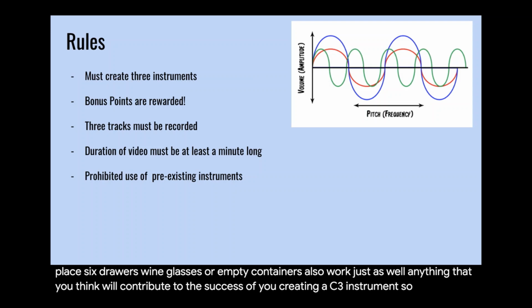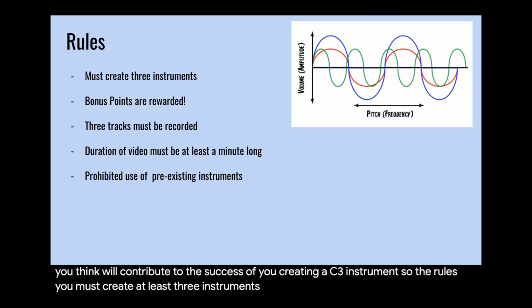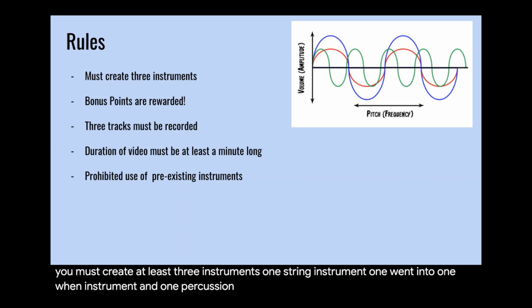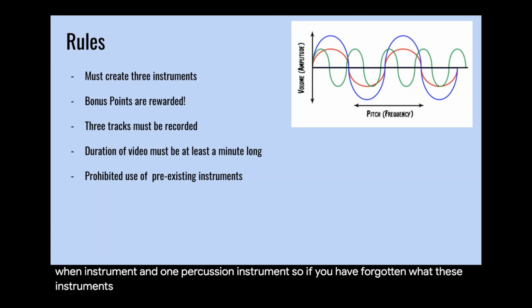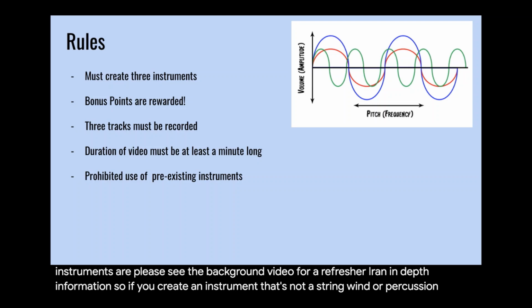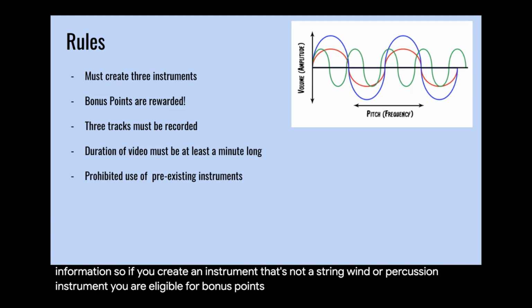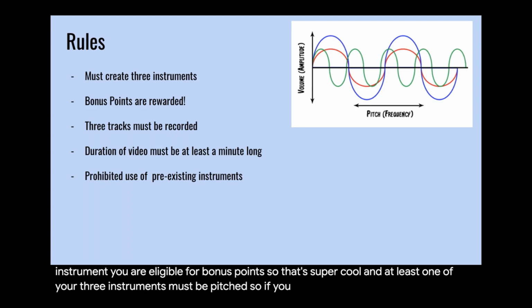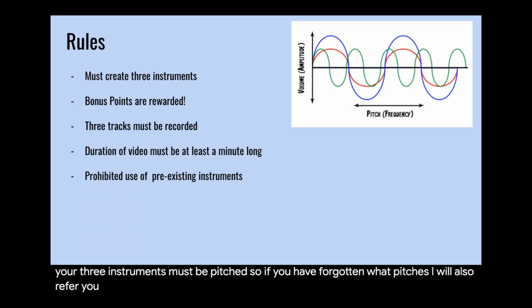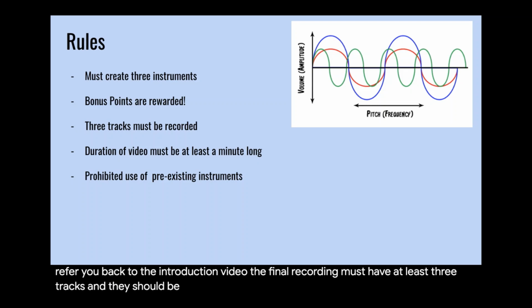So, the rules. You must create at least 3 instruments, 1 string instrument, 1 wind instrument, and 1 percussion instrument. If you have forgotten what these instruments are, please see the background video for a refresher and in-depth information. If you create an instrument that's not a string, wind, or percussion instrument, you are eligible for bonus points, so that's super cool. And at least one of your 3 instruments must be pitched. If you have forgotten what pitch is, I will also refer you back to the introduction video. The final recording must have at least 3 tracks, and they should be from each instrument.